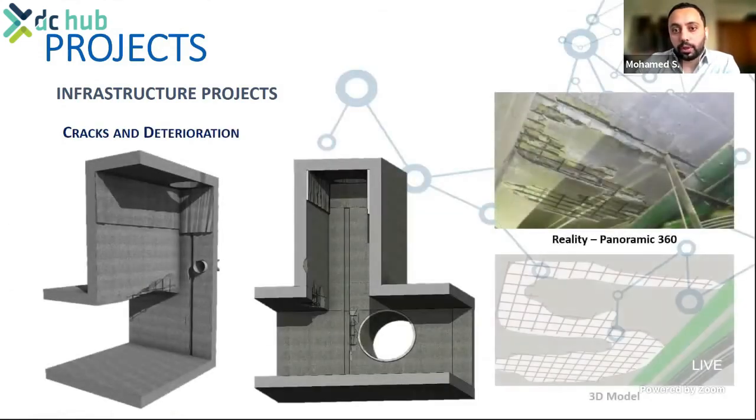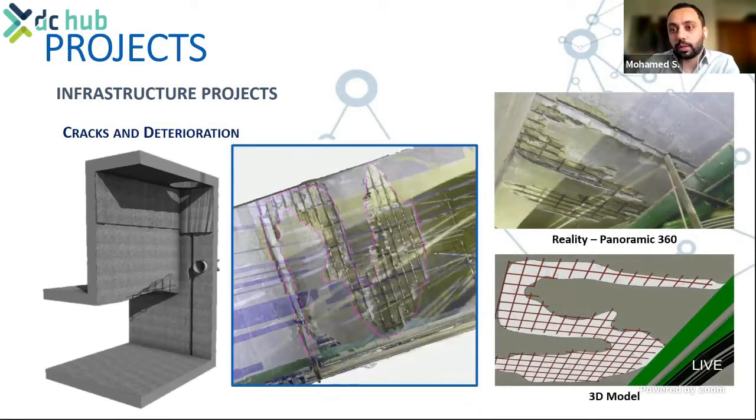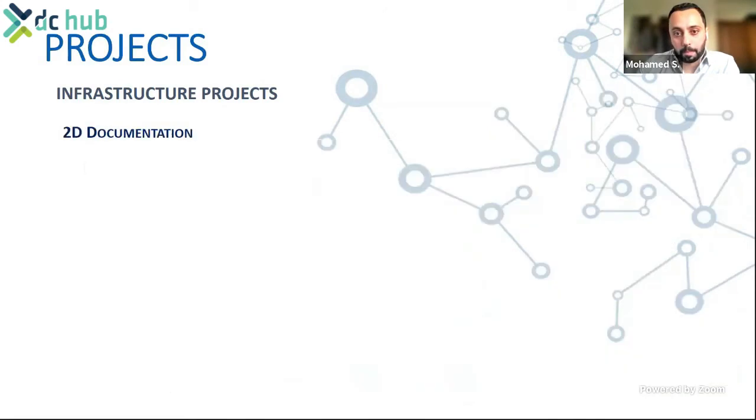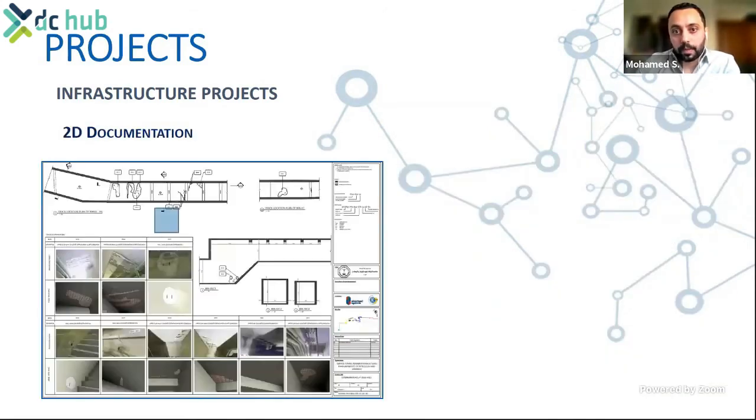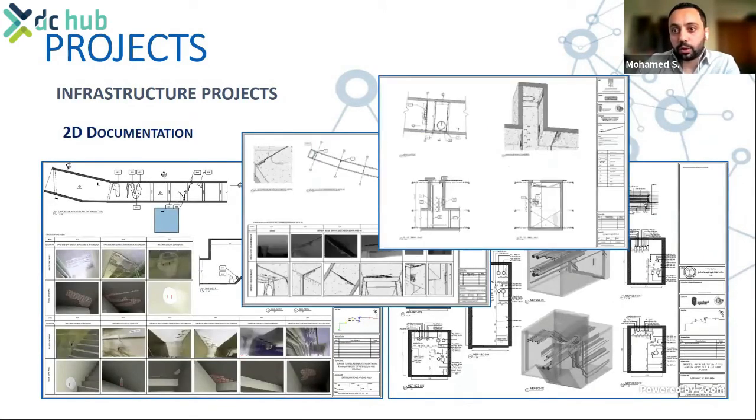Modeling can be automated. However, modeling and quantification of deteriorated areas is a bit challenging. And here are some samples of 2D documentation extracted from Revit.